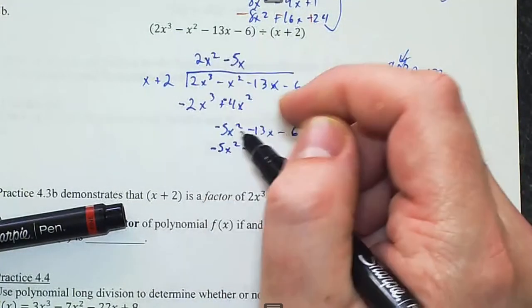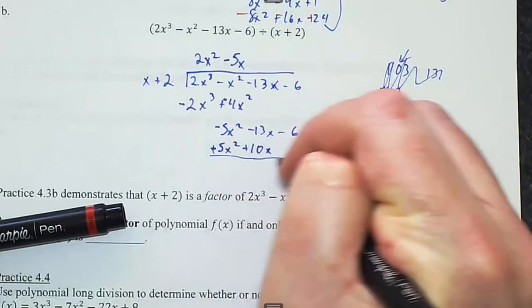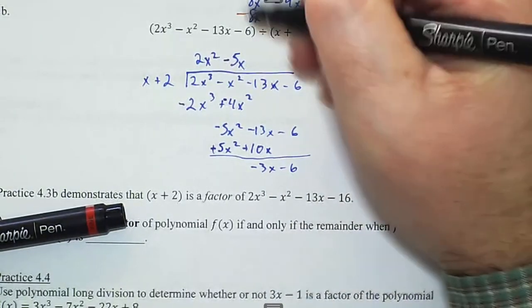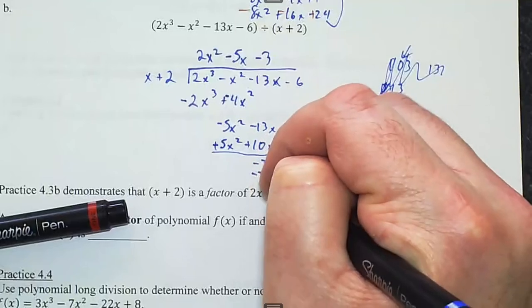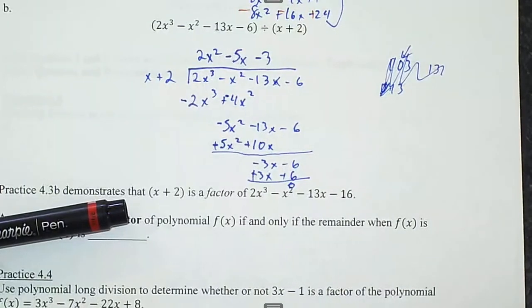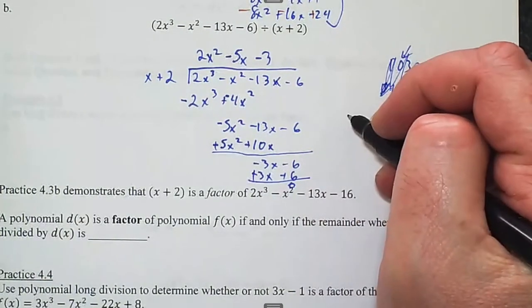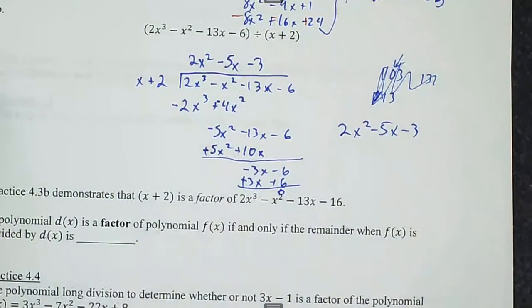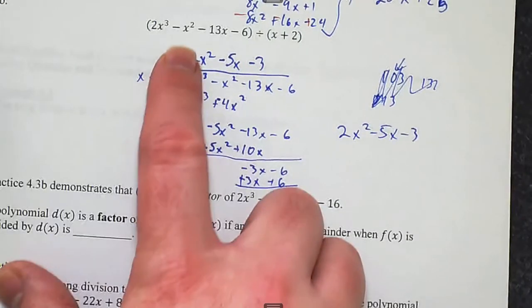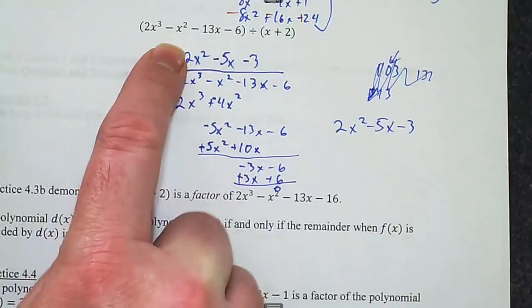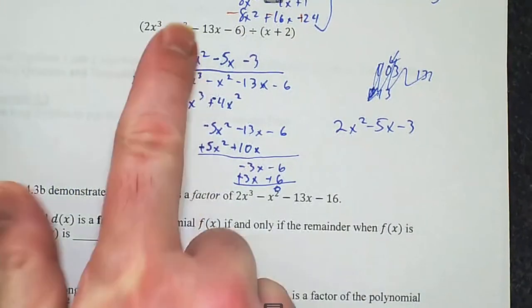Okay, negative 5x squared minus 10x. I need to change the signs. Give me a negative 3x minus 6. X goes into negative 3x negative 3 times, so that gives me a negative 3x minus 6. But when I change the signs, I actually get no remainder on this one. So it turns out that the result of this division is 2x squared minus 5x minus 3. Another way of saying this is that if this divided by this equals that, then that tells me this times this must equal that. So in a way, we've actually factored this polynomial.